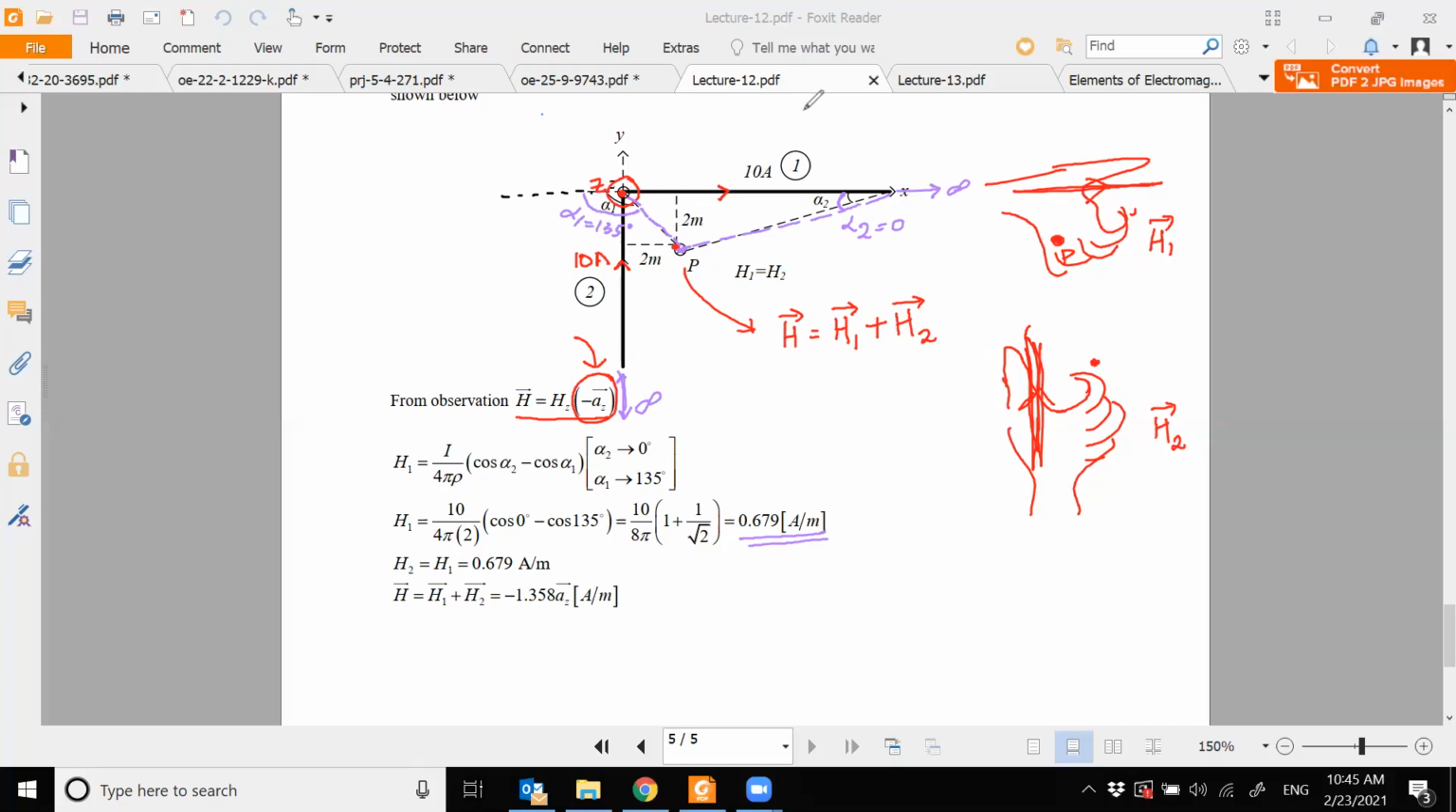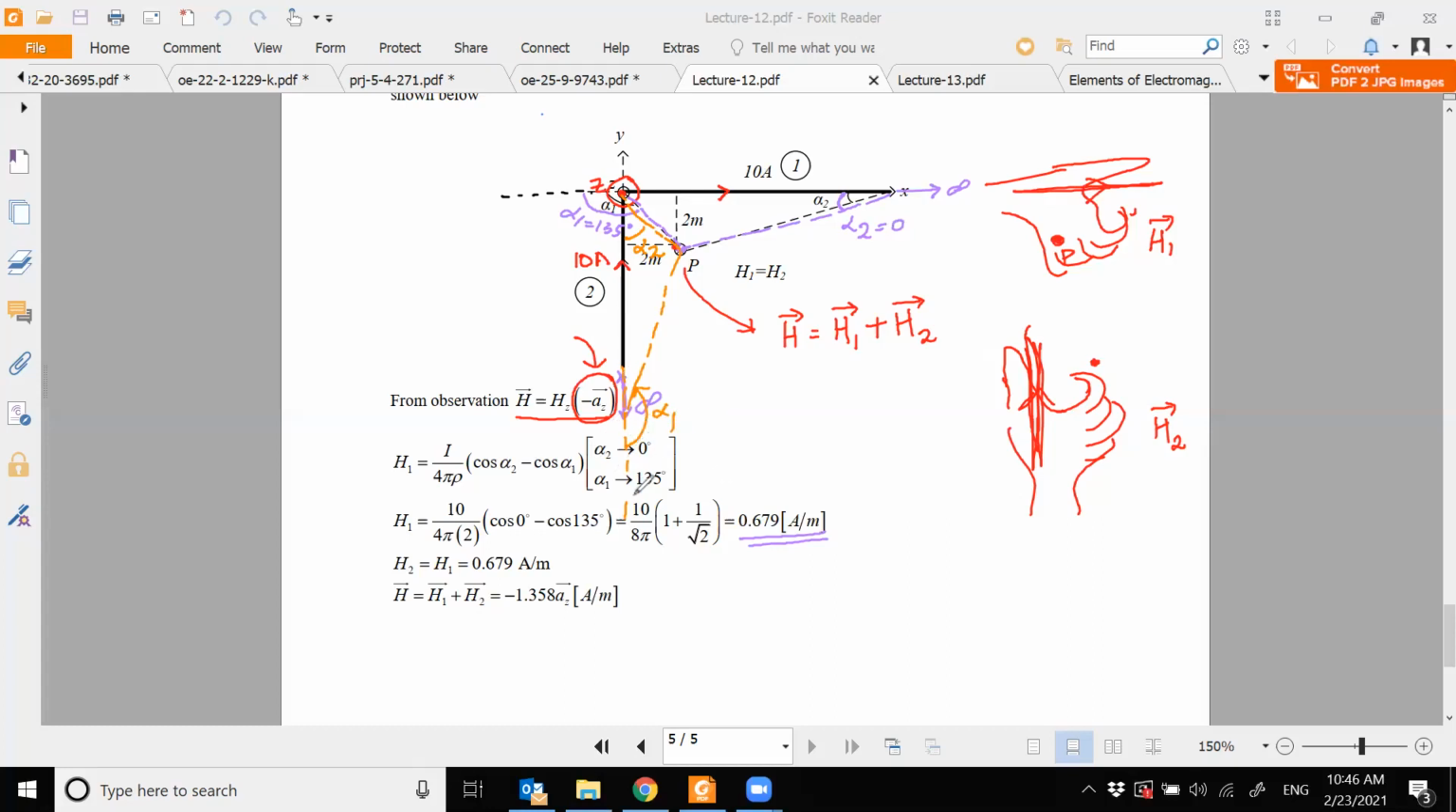Now, what about this case? So this is infinity, right? So join this point and then this point. Okay, so this is my current direction. So which one is my alpha 1 and which one is my alpha 2? So this is my alpha 2, right? And this is my alpha 1.